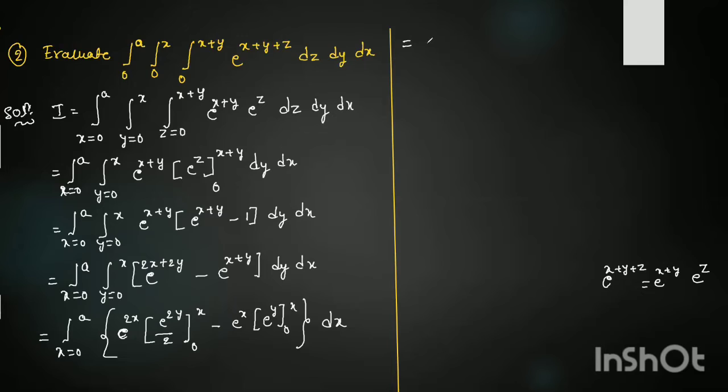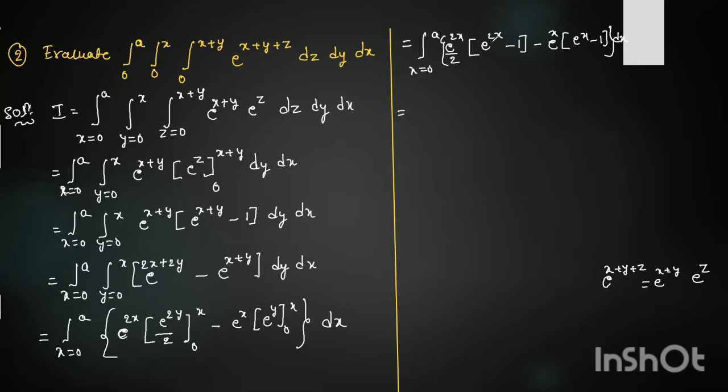x equal to 0 to a, e to the power 2x by 2. I'll take that 2 outside. First will be e to the power 2x. Second will be e to the power 0, that is 1. Minus e to the power x in bracket, e to the power x minus 1, dx. Now simplify these terms.